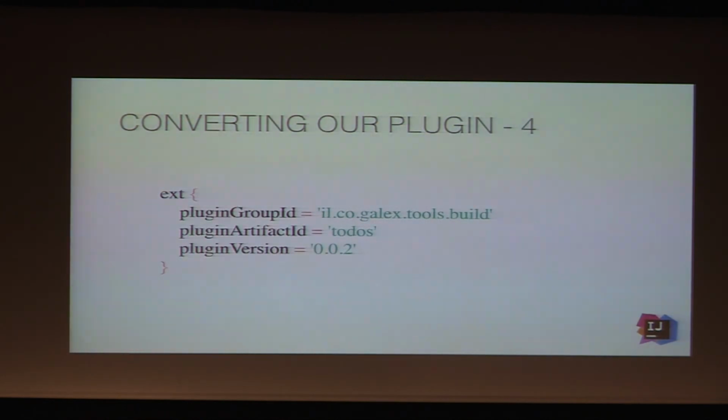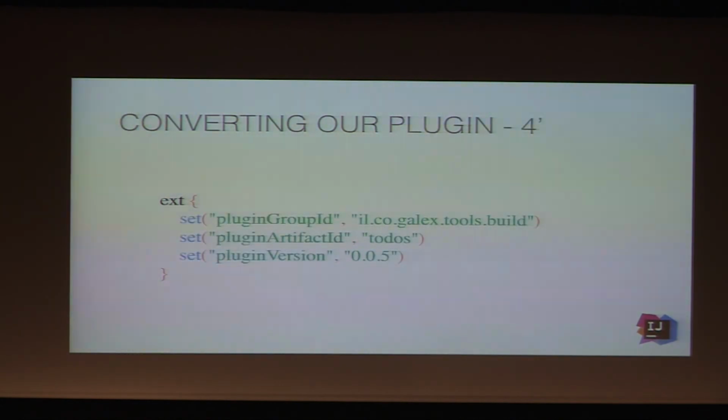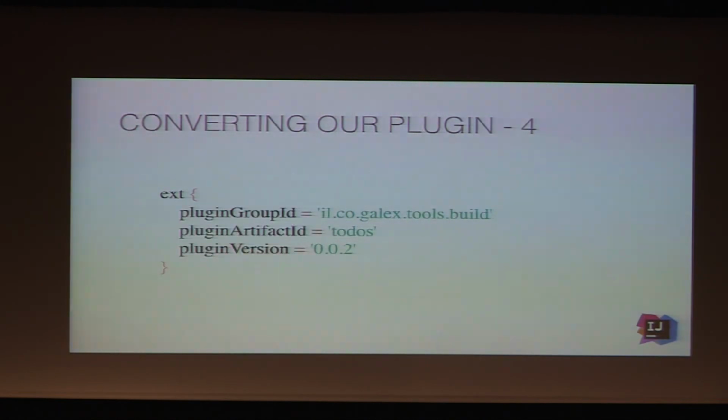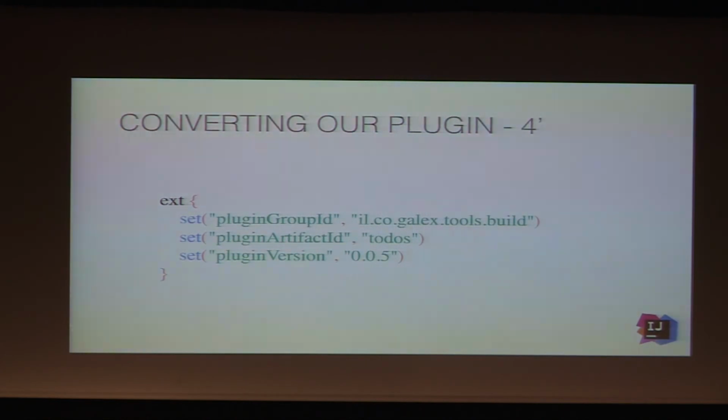Apart from that, where we define variables for all the projects, ext, which is a general extension. We're actually going to have to set values now because ext is kind of a map, and we have a set function there. We cannot define attributes on it. So we're going to use set to set all our values.